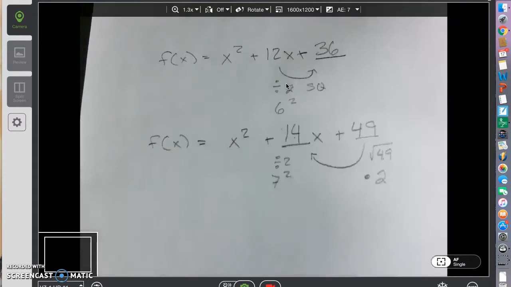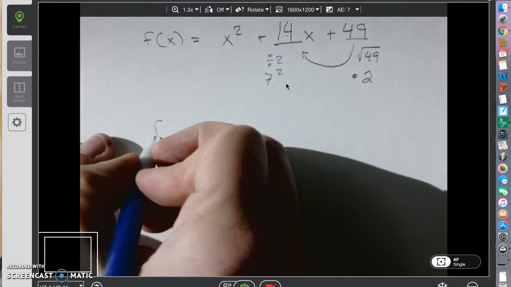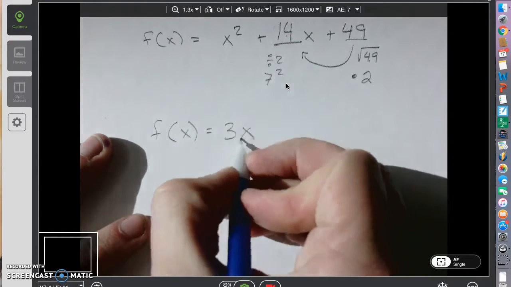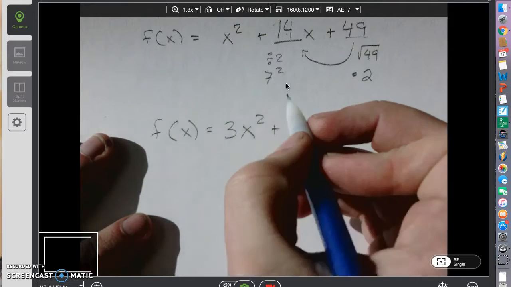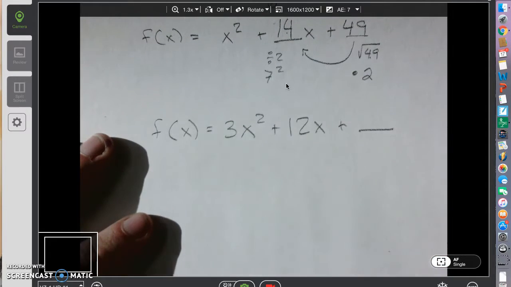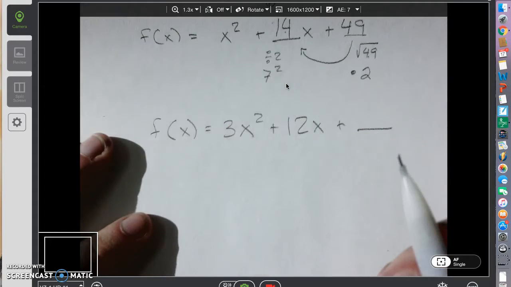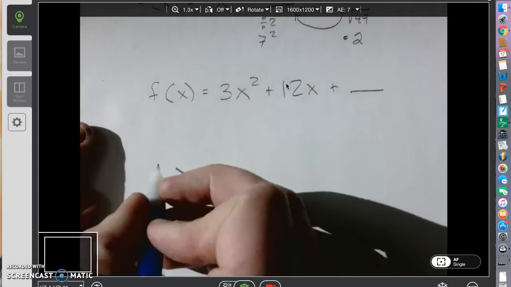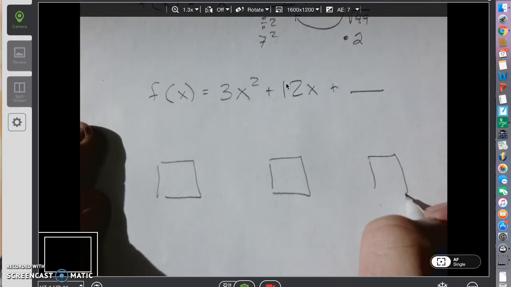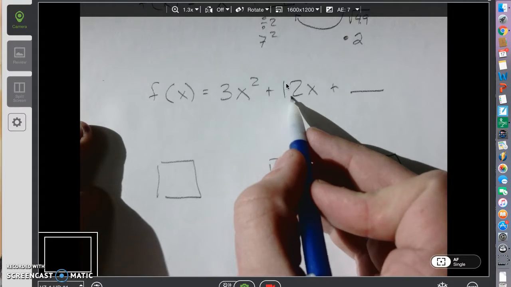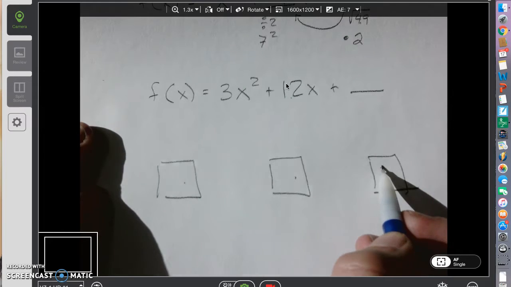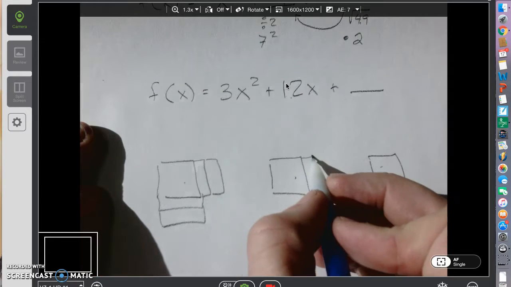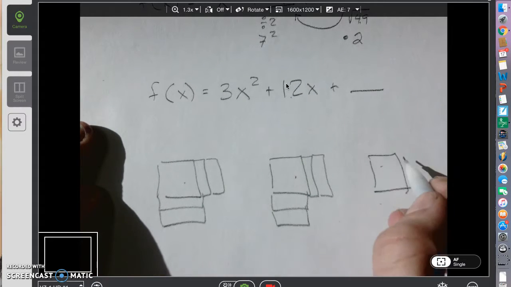So there's those. What about if we get a little bit more complicated? Sorry if I butcher this, I'm just going to make it up as I go. Say I gave you f of x equals 3x squared plus 12x plus blank, okay? You can do it two different ways. You can draw a picture or you can do the algebra. If we drew a picture for this one, it would be 3 x's, and then if I have 12 x's, 12 divided by 3 is 4, which means that there's going to be 2 on each side.